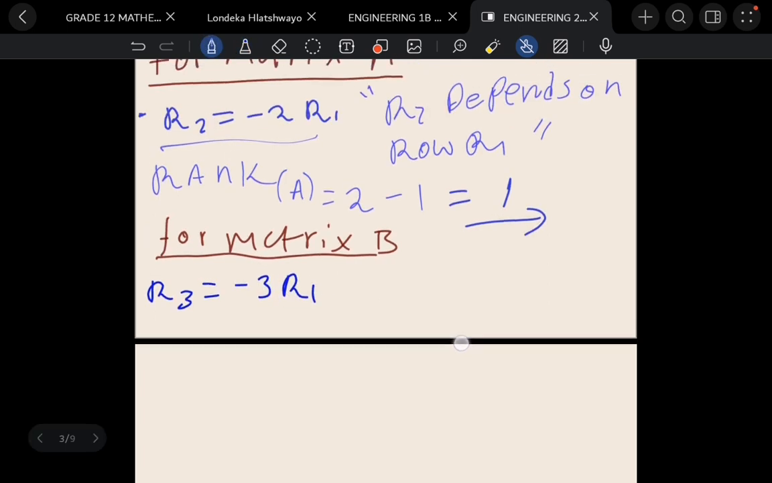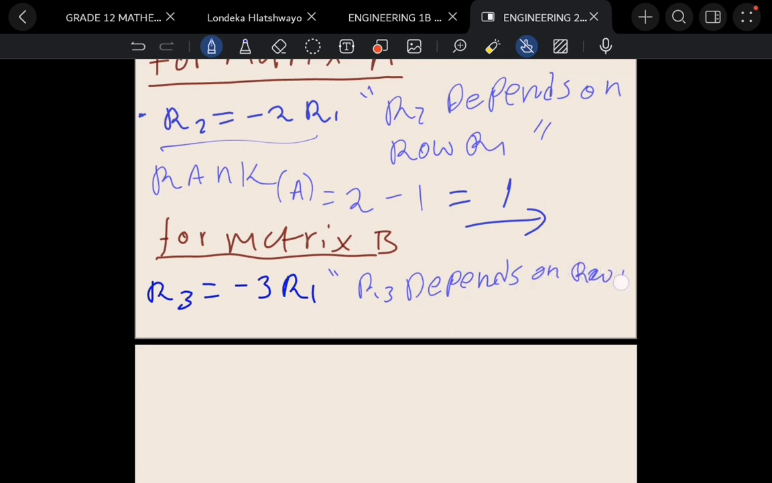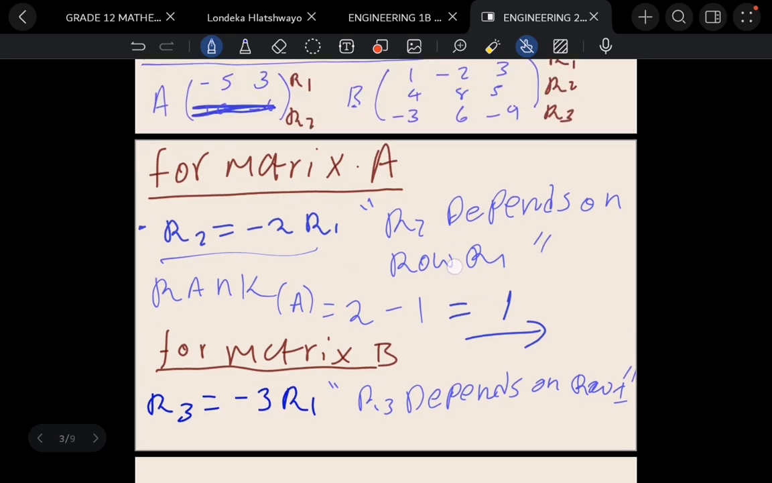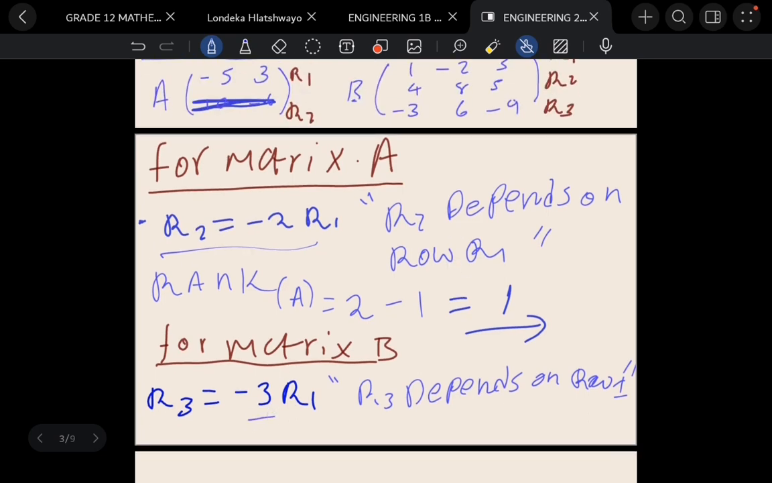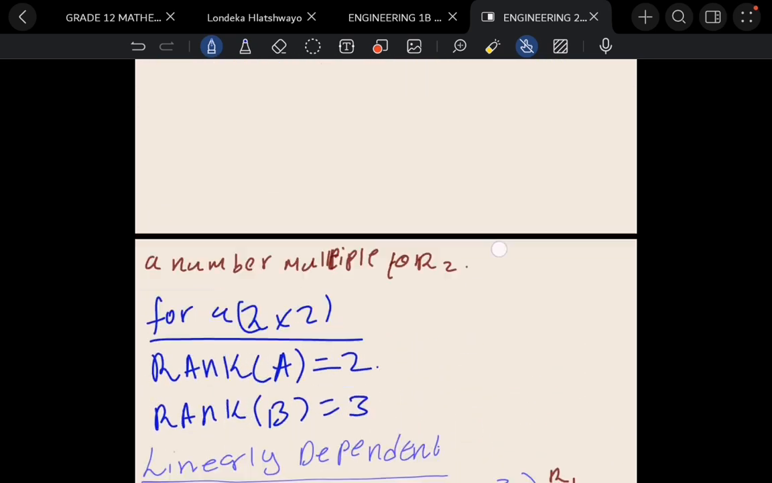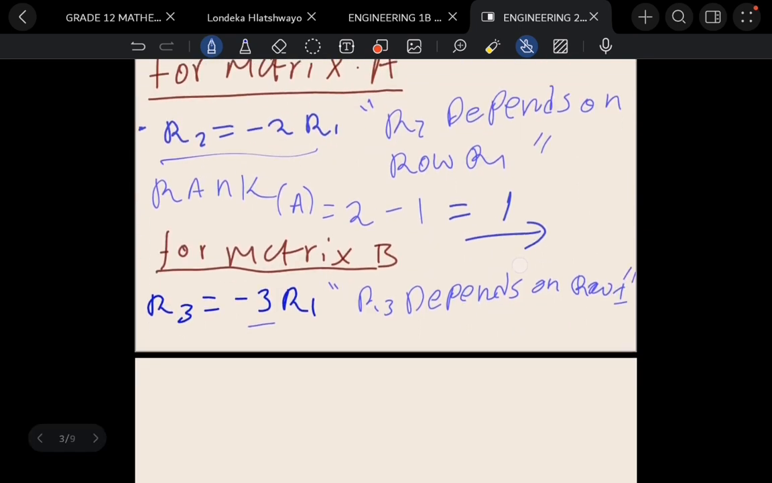So R3 is actually -3 row 1. Now, if you have this case, row 3 depends on row 1, because both of these rows share a factor of -3. Any questions? If there are no questions, you can plug them in the comments.